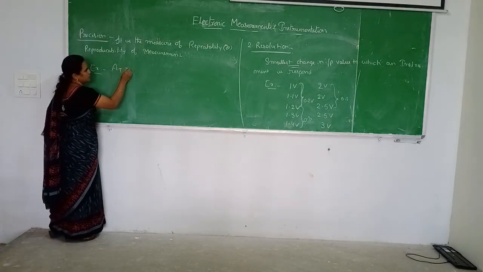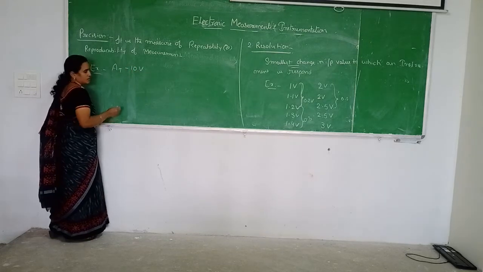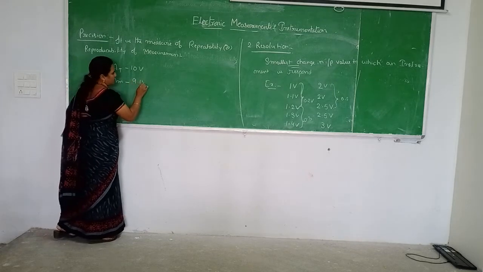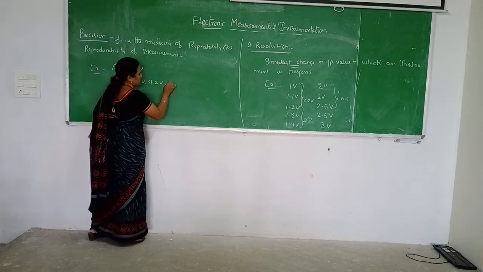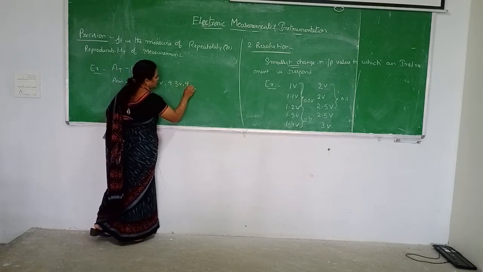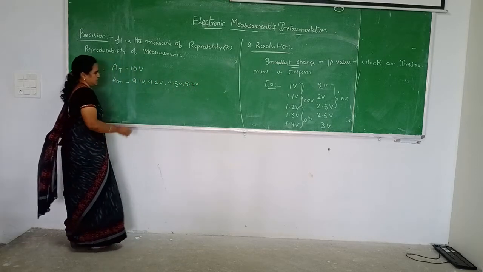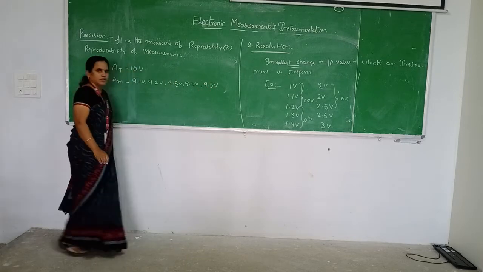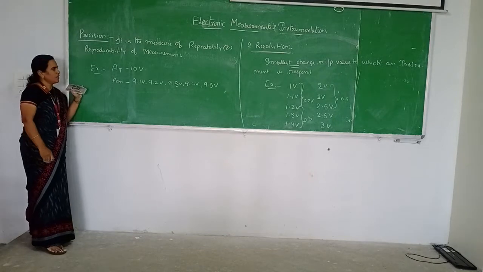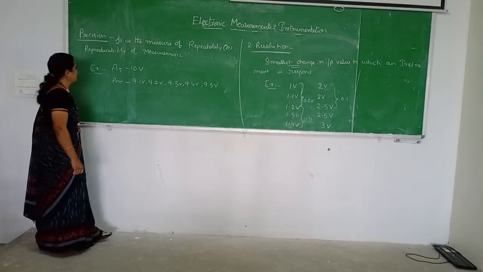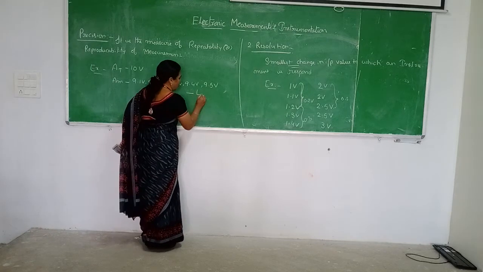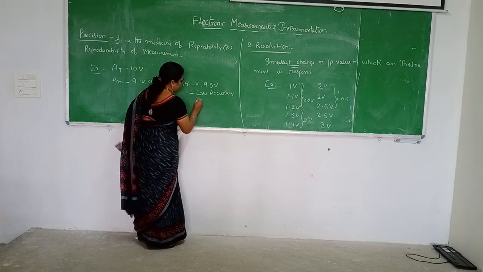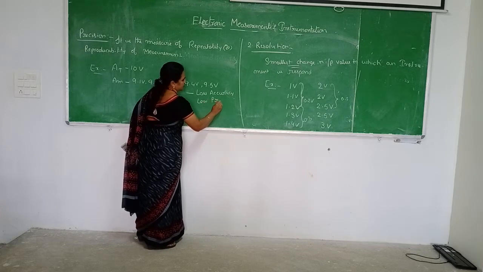Suppose the true value is 10 volts, and the measured values are 9.1 volts, 9.2 volts, 9.3 volts, 9.4 volts, and the fifth measured value is 9.5. Then from these values, we can say that there is low accuracy and low precision.